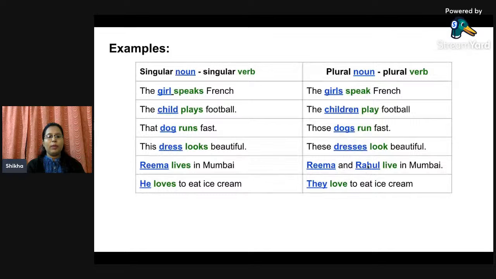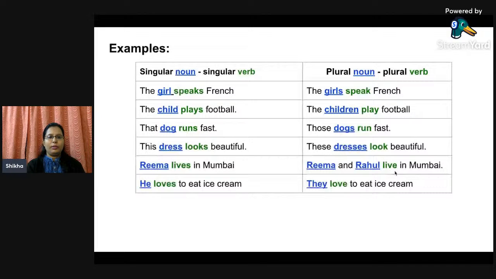In that case, when we are talking about one noun, that is a singular noun, we have to use a singular verb also. So we would have written lives. Lives in Mumbai, since lives is the singular form of the verb. So Rima or Rahul lives in Mumbai.